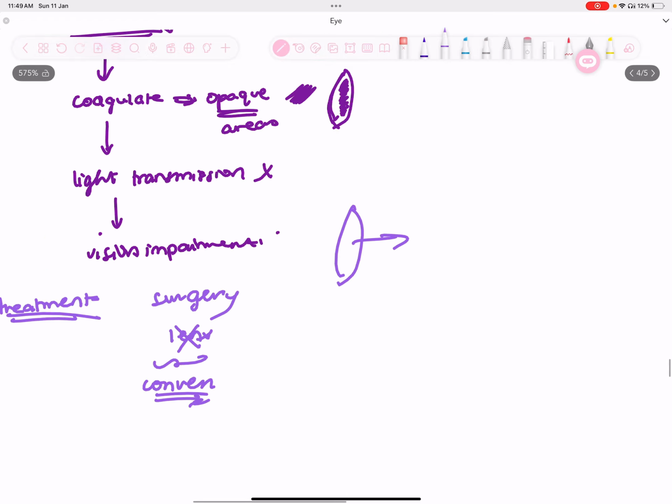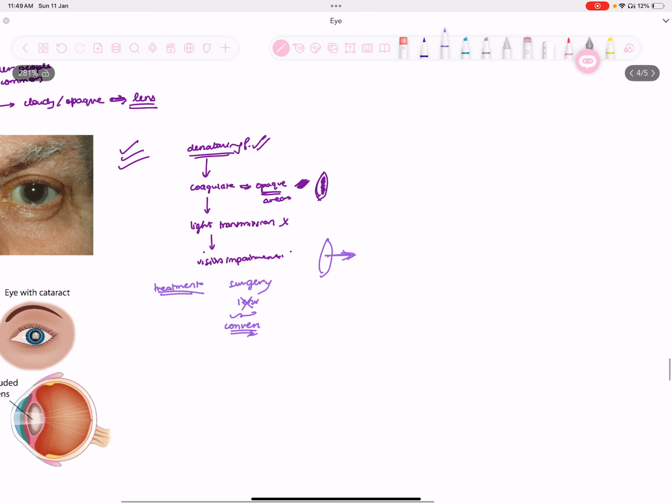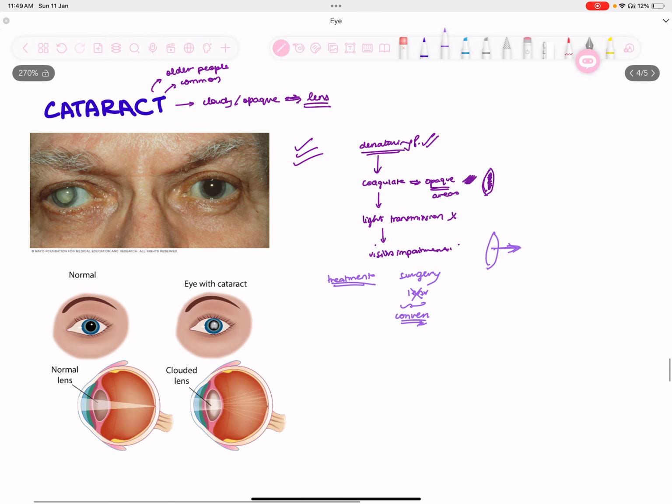Since you're removing the lens, and the lens has a certain diopter, right? So it has a certain refractive power. A great chunk of refractive power is removed, but you need to replace that. So that is replaced by an artificial plastic lens. So yes, this is cataract.